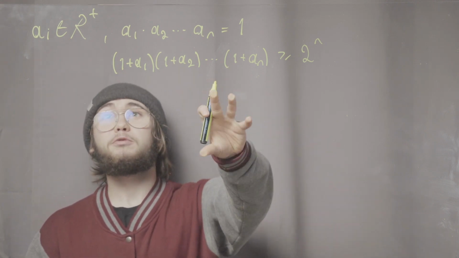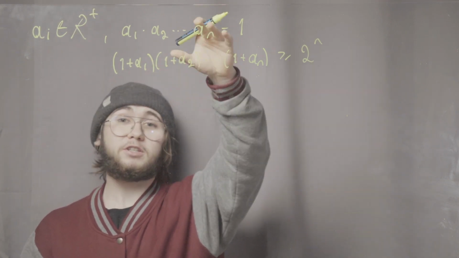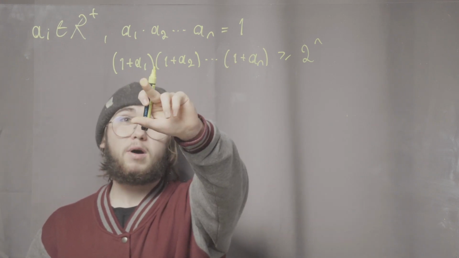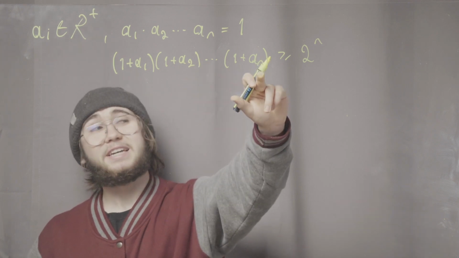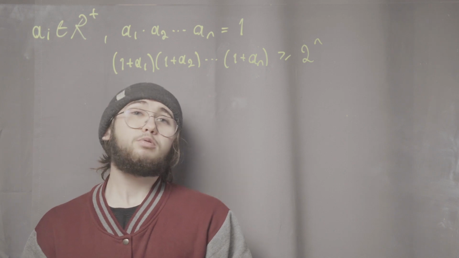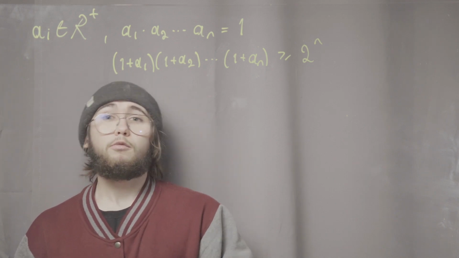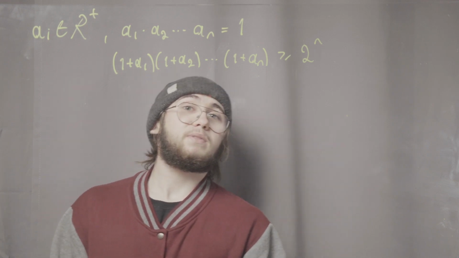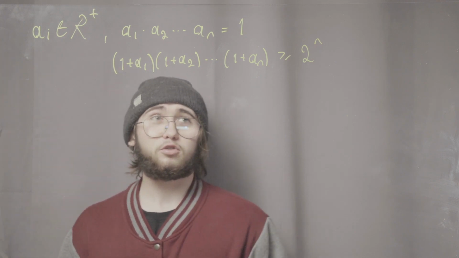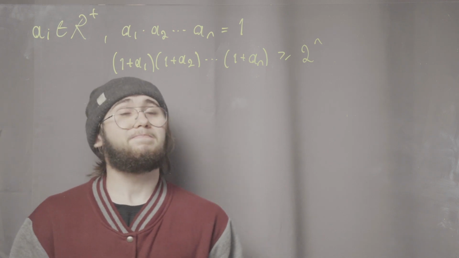Lovely. So we're supposed to prove that for all positive real numbers ai's, such that the product is equal to 1, the product of 1 plus a1 times 1 plus a2 up to 1 plus an is greater than or equal to 2 to the power of n. And you probably could try it by induction or something like this. However, we're not gonna be doing this by induction. We will solve this one using the AMGM inequality. And this is gonna be kind of straightforward. However, you kind of have to notice one thing.